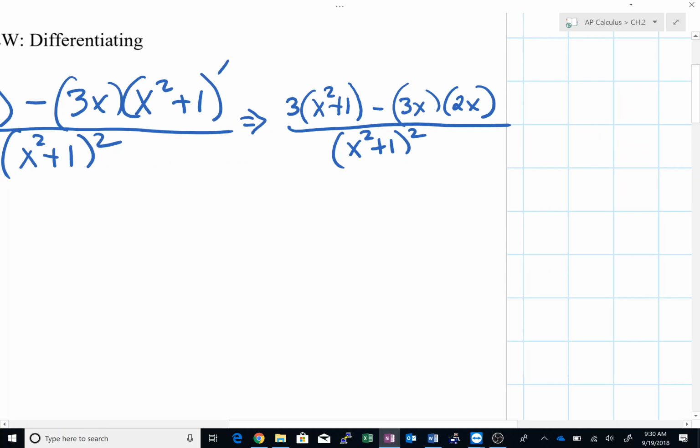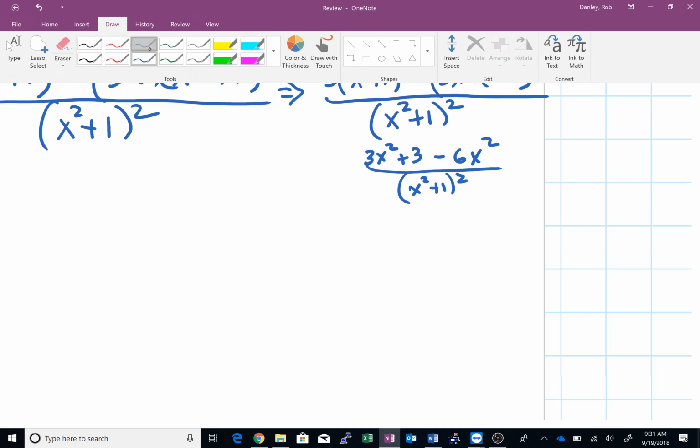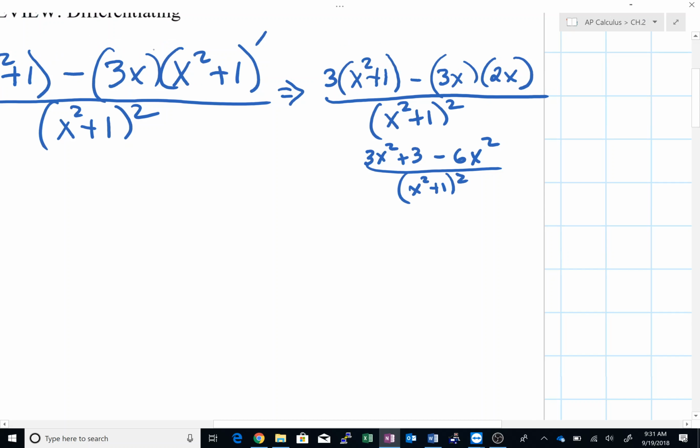Okay. Then we clean that up a little bit. We get 3x squared plus 3 minus 6x squared. Let me make my pen a little bit thinner. All right, so now the 3x squared and the minus 6x squared gives me minus 3x squared plus 3 over x squared plus 1 squared.